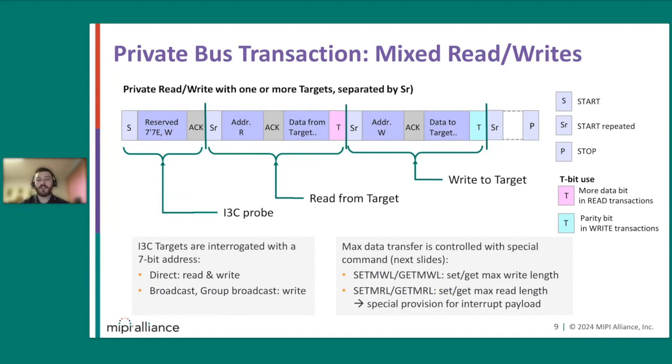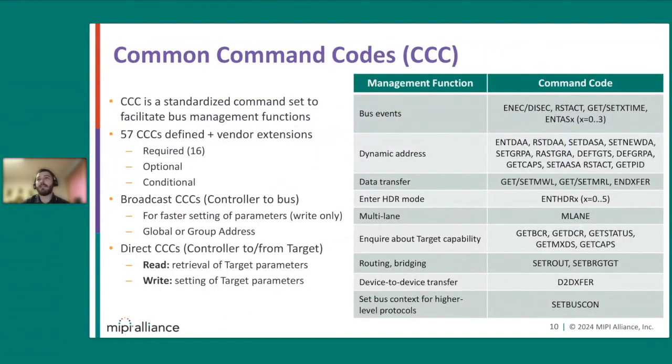Now, all of this is controlled with special commands that are specified within the I3C technology. We call them common command codes, or CCCs. And so here at the bottom of this slide, you can see that the maximum amount of data that is transferred is actually variable. We can set those lengths with SETMWL and SET or GET MWL, which is your max write length. And those are specialized commands that we use within I3C, and we'll get into those CCCs now. These common command codes are just a standardized communication set made to facilitate bus management and allow the management of the different functions and features within the I3C technology.